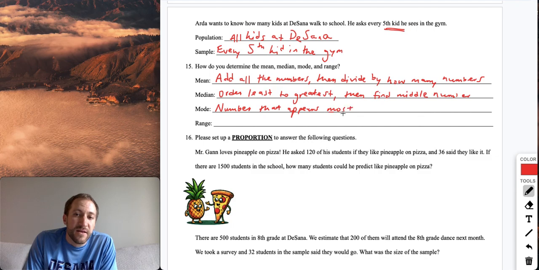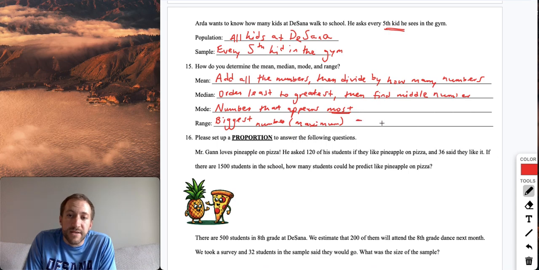And I'm going to underline most. And finally, the range. That's where we take our biggest number, and I'm going to use the word maximum, and subtract, subtracting symbol, the minimum, the smallest number. So your biggest number, maximum, minus the smallest number, the minimum, and that'll give you the range.